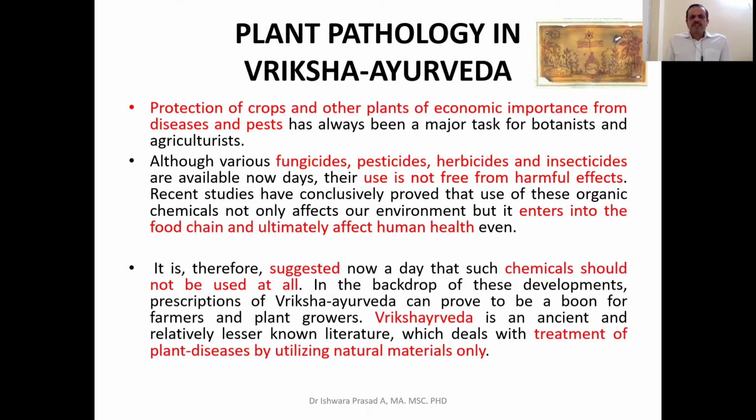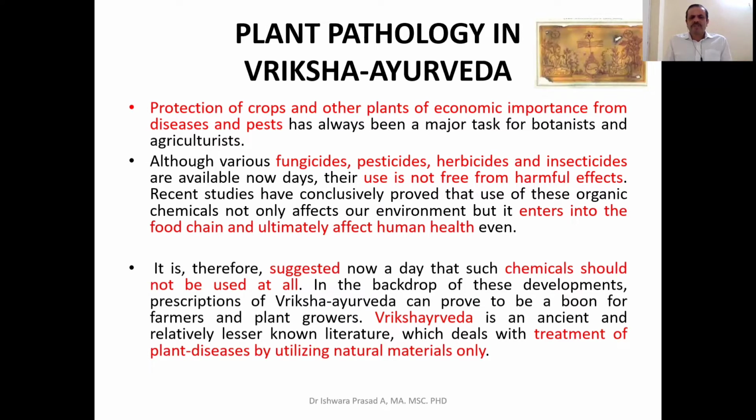So the use of these organic chemicals not only affects our environment, but enters the food chain and ultimately affects human health also. It enters the food chain through the producers, goes into the primary consumers and then to the secondary consumers. Like that, it goes through the food chain, and whenever we humans consume it, we are also affected by them. It is therefore suggested nowadays that such chemicals should not be used at all. The effect of mercury is also known. The effect of DDT is also known.